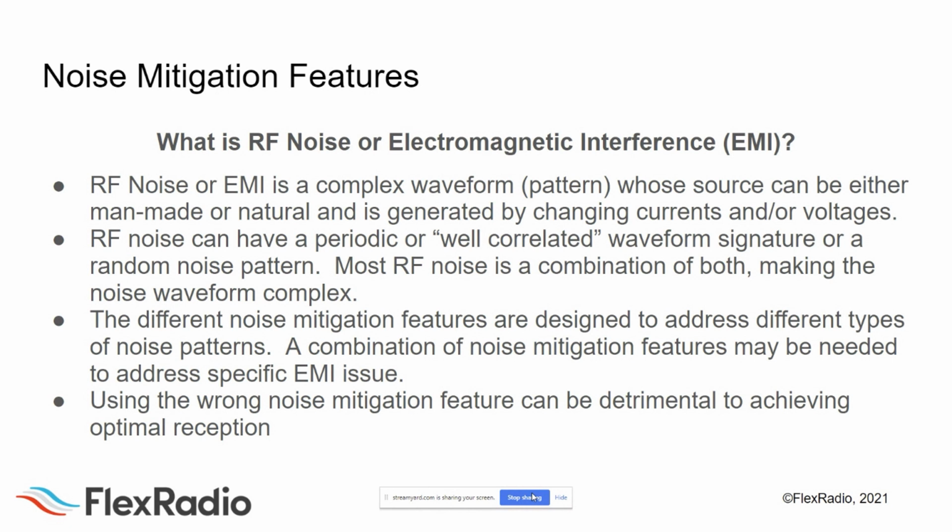One of the key points, and I'll say this several times throughout the presentation, and hopefully the point will make it home, is that if you use the wrong noise mitigation feature for the type of noise that you're experiencing, it can be significantly detrimental to your optimal reception. So if you turn a noise blanker on that's expecting to hear this periodic noise and it doesn't have that periodic noise, it's going to try to apply the algorithm to the signal, and that's where things start getting worse. So you just want to be very careful about that, and we'll talk a little bit about that too in the future.